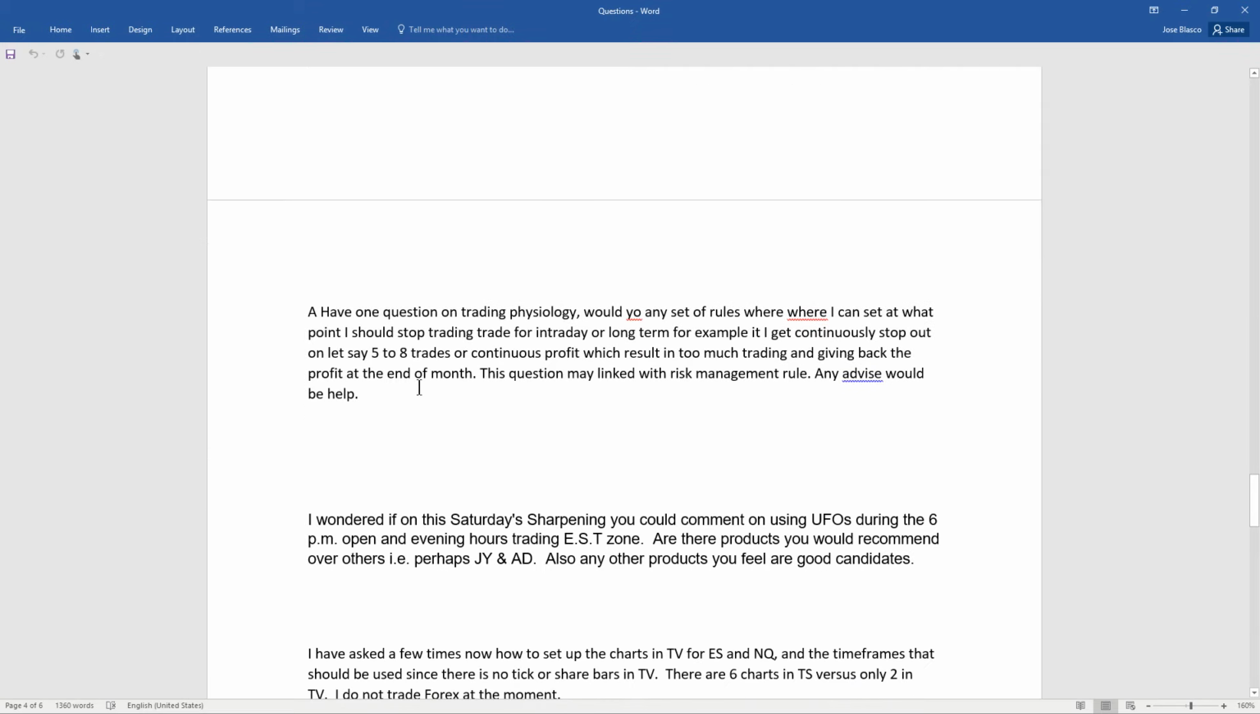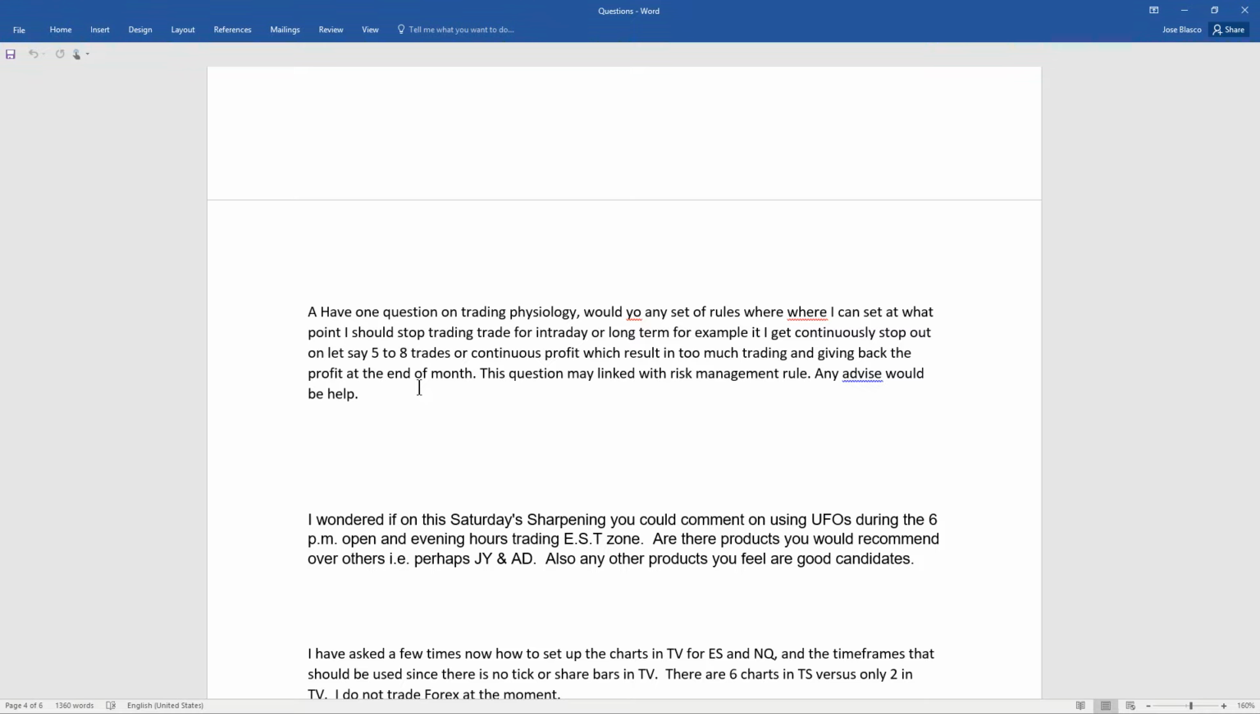I have one question on trading psychology. Would you give any set of rules where I can set at what point I should stop trading for intraday or long term? For example, if I get continuously stopped out, let's say 5 or 8 trades in a row, or continuous profits, which result in too much trading and giving back the profits at the end of the month. These questions may link with risk management rules. Any advice would be of help.